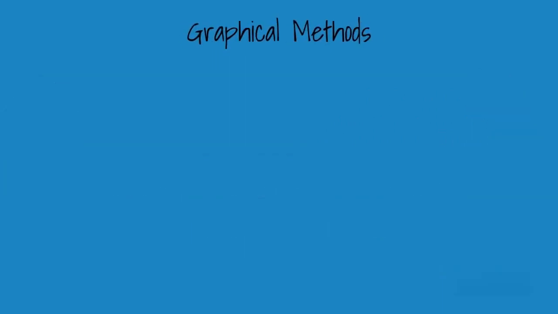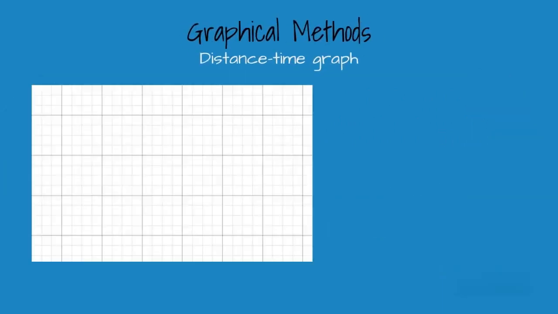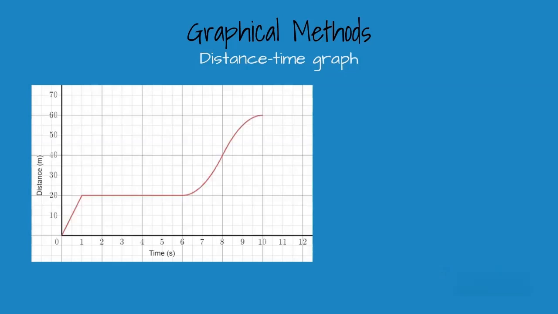One such graph is the distance time graph. In this graph, the time interval is represented along the x-axis, and the distance traveled along the y-axis. Let's take one such example. We can extract a lot of information from this graph. The first thing is that it traveled a total distance of 60 meters in 10 seconds. It also tells us about the different stages of motion of the object.